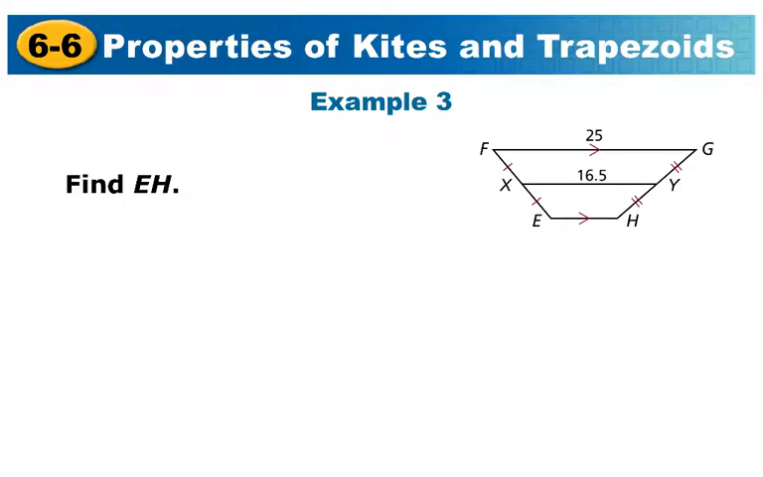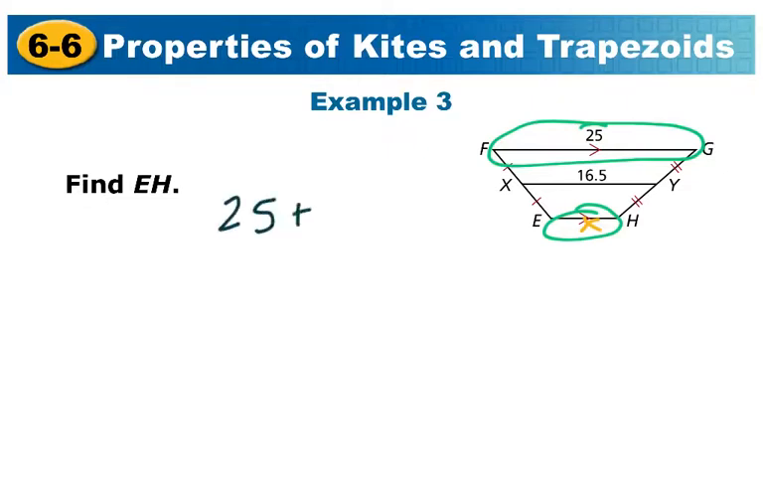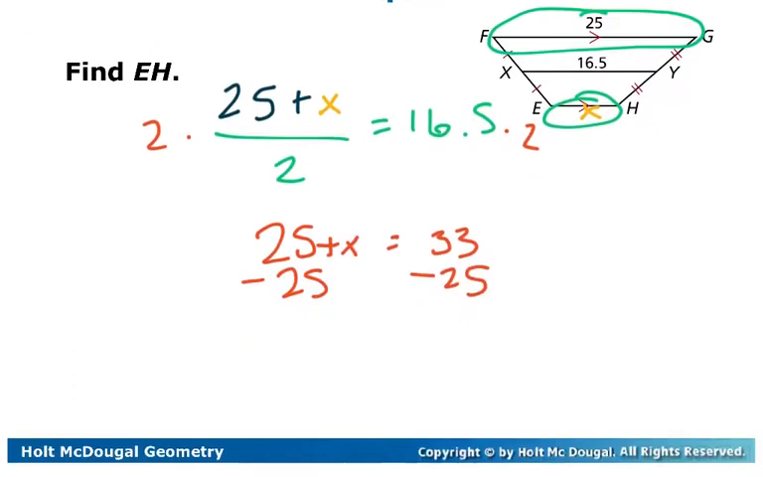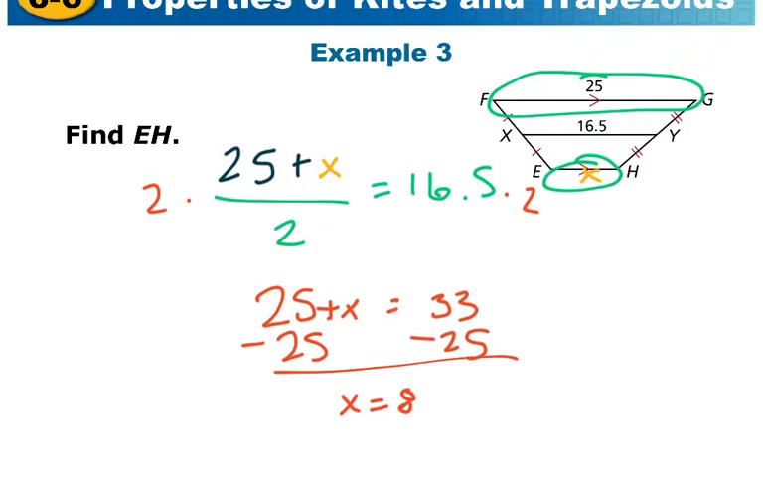And then, of course, to switch it up a little bit, instead of giving you the other base, we're going to end up having a base missing, but we have the midsegment. So all we need to do here is say, well, initially I would have done 25 plus x. All of that divided by 2 would have equaled 16.5. So in order to work backwards, I'd multiply by 2 to both sides. So that's 33. Subtract a 25. And we get an x of 8. Which is, of course, EH.